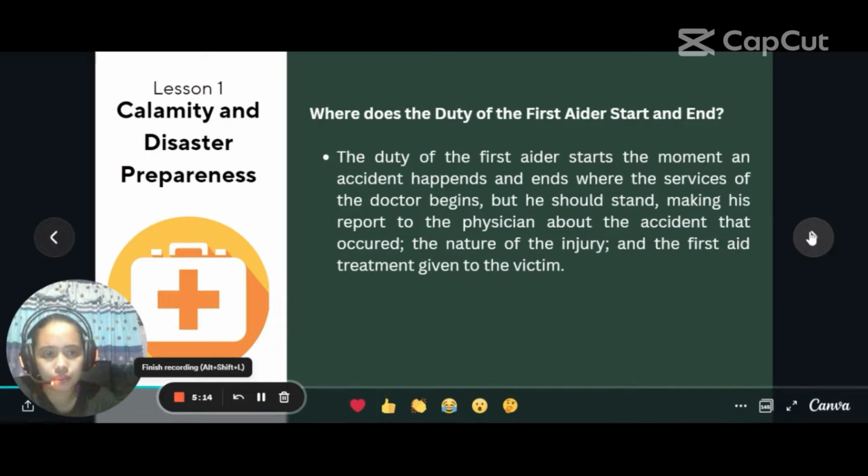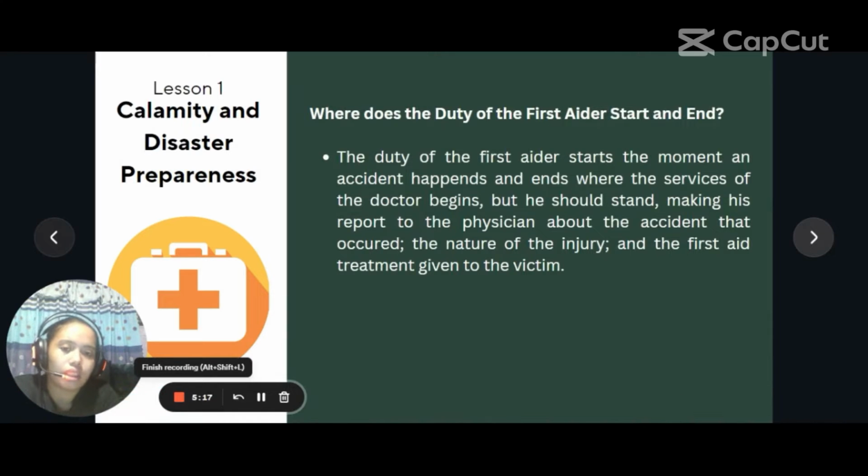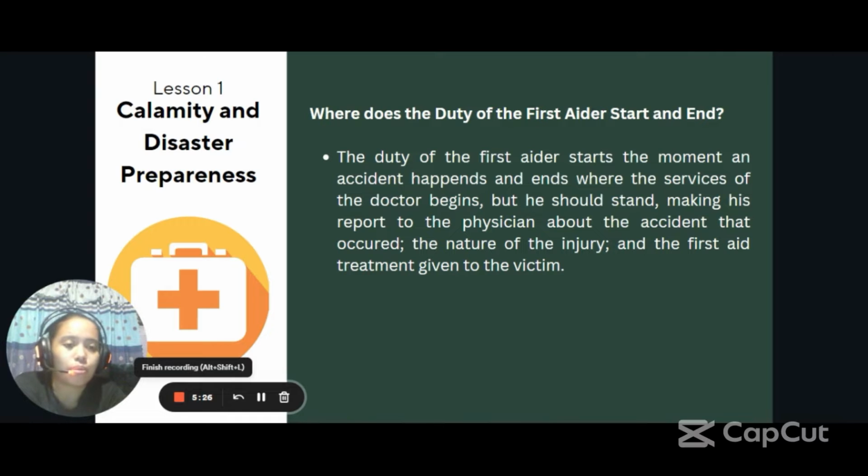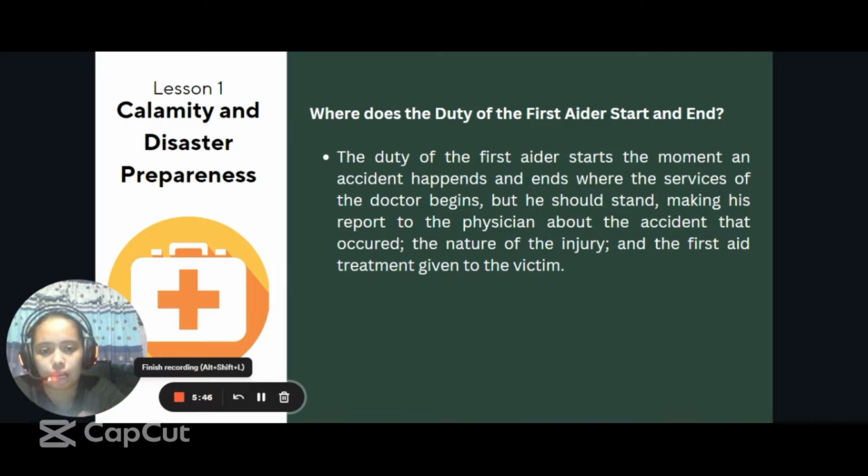Next, where does the duty of the first aider start and end? The duty of the first aider starts the moment an accident happens and ends where the services of the doctor begin. But he should stand by, making his report to the physician about the accident that occurred, the nature of the injury, and the first aid treatment given to the victim.